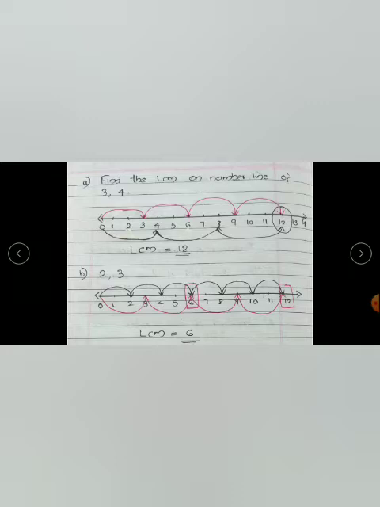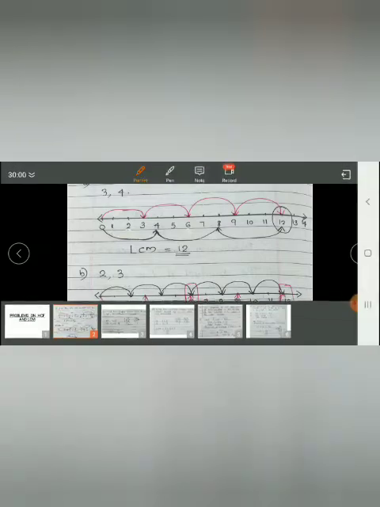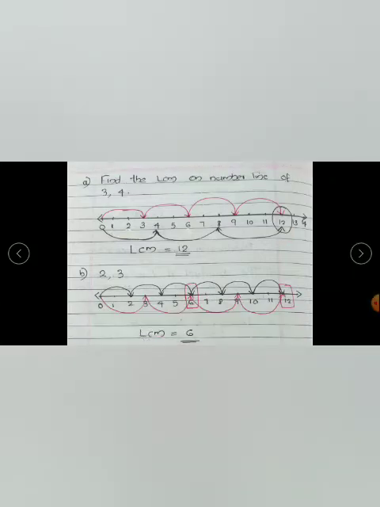Here in the jumping, where do the two markings come together? That is the LCM. Here in the table of 3, the markings are 3, 6, 9 and 12. In the table of 4, it is 4, 8, 12. So, where do both the markings join? 12, isn't it? So, we have 12 as LCM.